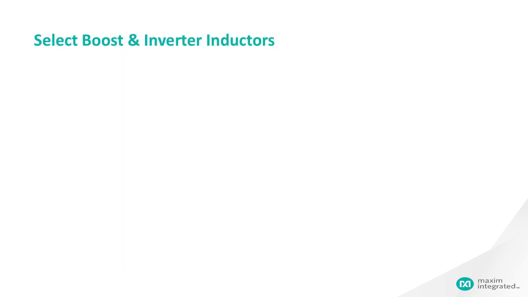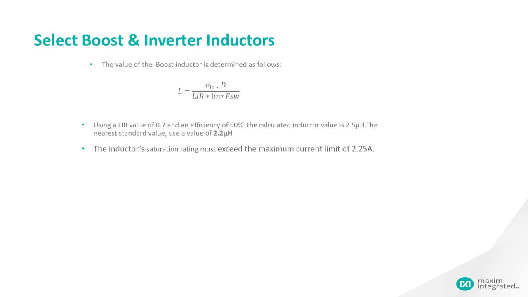Select boost inductor. The value of the boost inductor is determined by the following formula. We use an LIR value of 0.7 and efficiency of 90%. To calculate, the inductor value is 2.5 microhenry. The nearest standard value used is 2.2 microhenry. The inductor saturation rating must exceed the maximum current limit of 2.25 amps.